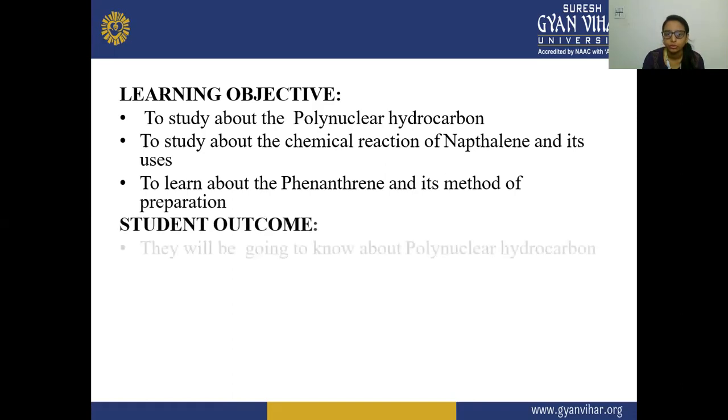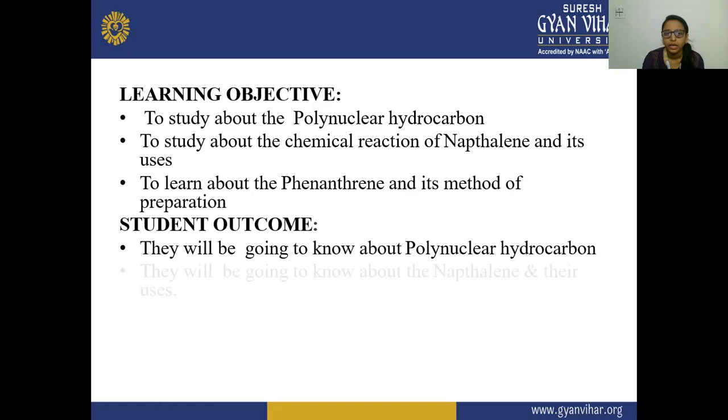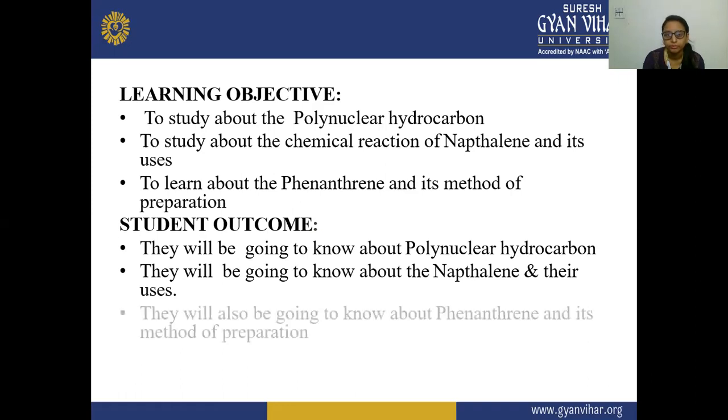Next is the student outcome. So here they are going to know about polynuclear hydrocarbon, that what is polynuclear hydrocarbon, and also they are going to know about naphthalene, the chemical reaction, that by chemically reacting naphthalene with other reagent, what product they will get, and what are the uses of this naphthalene, and what are its derivatives, and how they are formed or prepared. Next, they will also know about phenanthrene and its method of preparation, that what is phenanthrene and what are the methods of preparation.